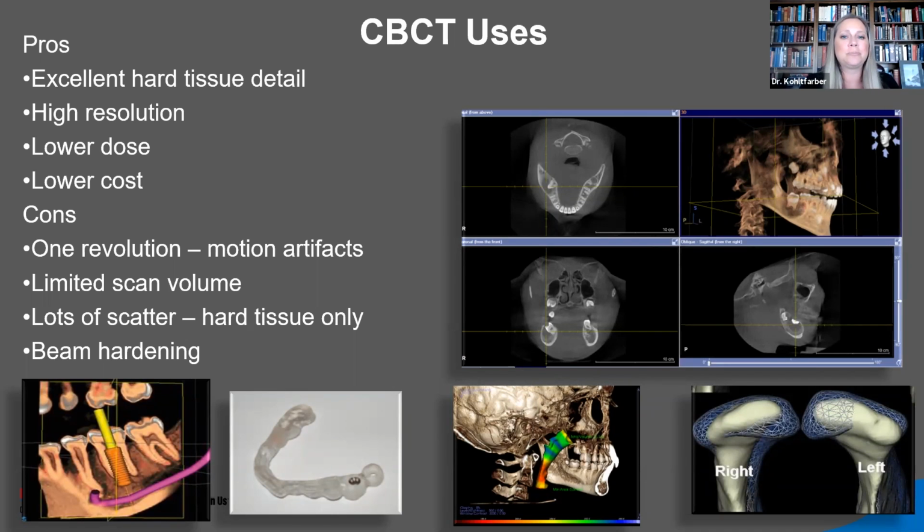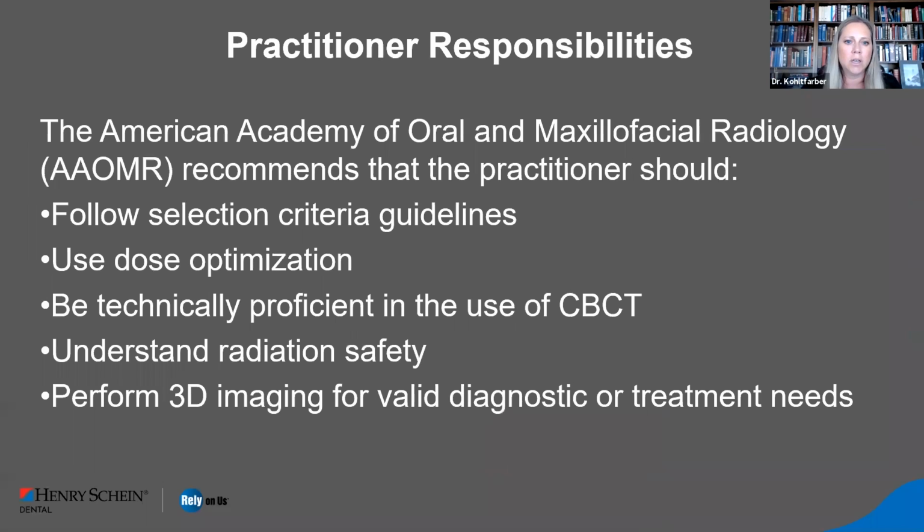Lots of scatter. It really is just hard tissue only, as we talked about. And we do have beam hardening artifacts, but on the average, I would say it's less than medical CT. I think that some of the imaging companies, especially with CBCT, have really figured out how to handle some of those beam hardening artifacts with various algorithms and filters. But what about our practitioner responsibilities?